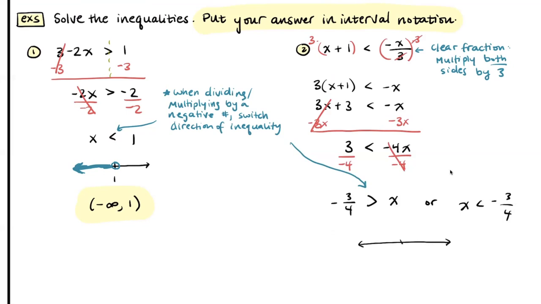So we've got negative 3/4. We want all numbers that are less than it. It's going to look like the previous example. All these numbers that are less than negative 3/4, but not including it. And so the way that would be represented would be negative infinity, open parenthesis, up to negative 3/4. That's also an open parenthesis.